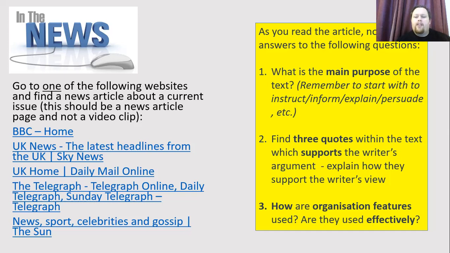Find 3 quotes within the text which support the writer's argument. So you should find 3 texts that explicitly say what the writer is arguing for. For example, if they're arguing that we need to do more to tackle global warming, you should find 3 quotes that support that. So if you got that, fantastic.